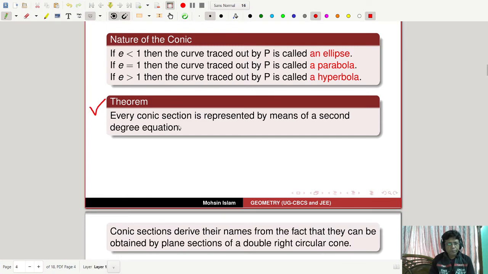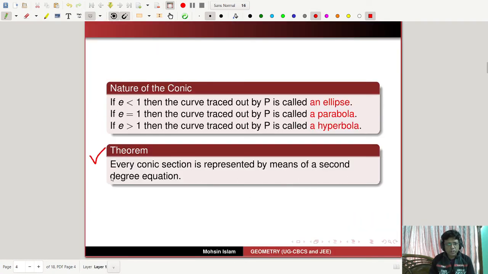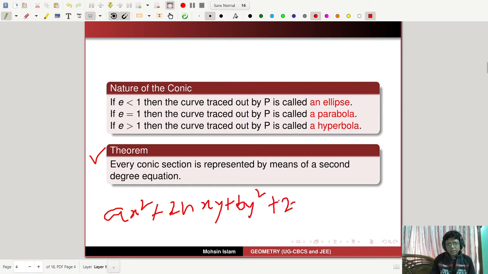So there is a theorem. Every conic section is represented by means of a second degree equation. What do you mean by second degree equation? The second degree equation is like this: ax squared plus 2hxy plus by squared plus 2gx plus 2fy plus c equal to 0, right? This is the second degree equation. So every conic section is represented by means of a second degree equation. That we'll see later.